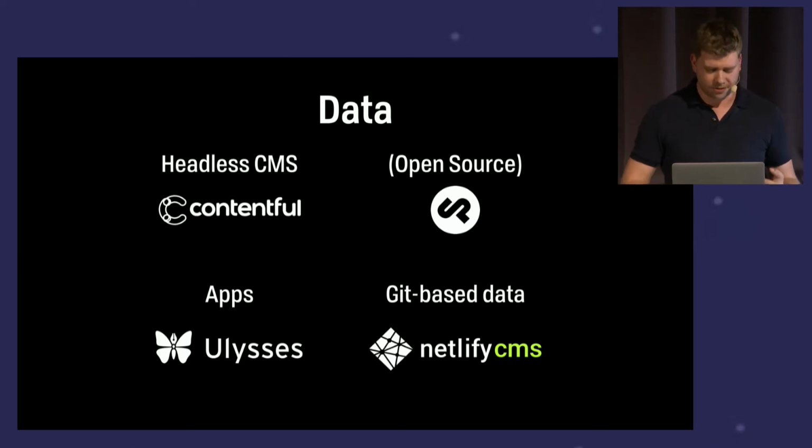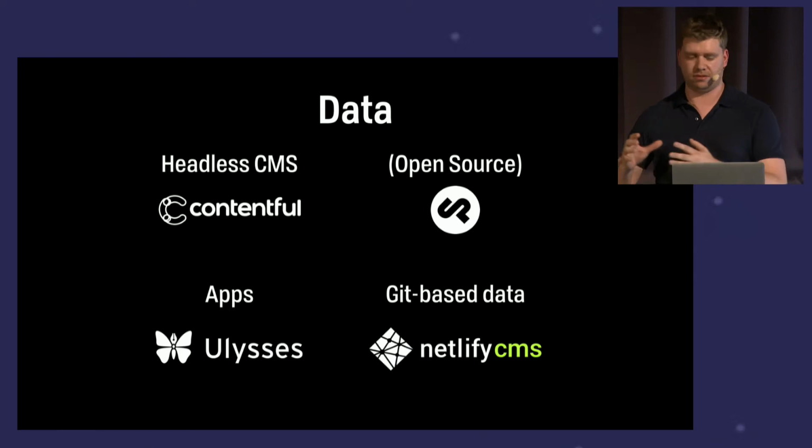You can use apps. We all have amazing apps on our phones. For instance, I use Ulysses to edit content in Markdown. Well, thanks to some plugins, I can get that done in the pipeline and run my website from my phone. And if you really don't want to use apps or servers, you can also use just Git-based data, just like Netlify does with Netlify CMS.